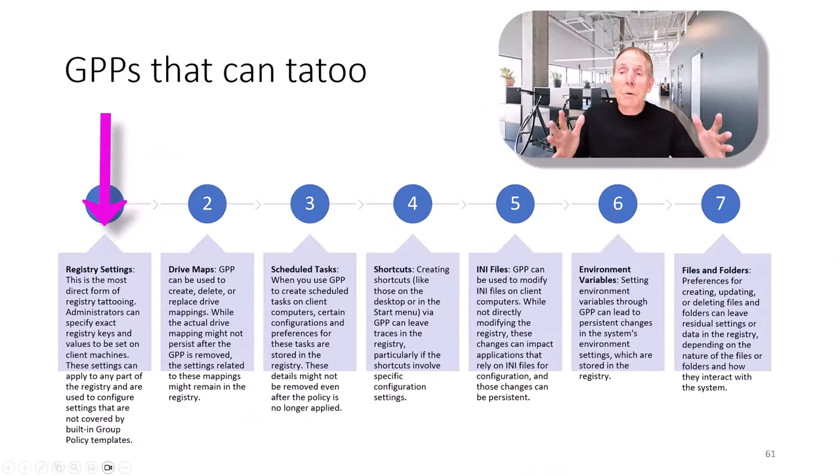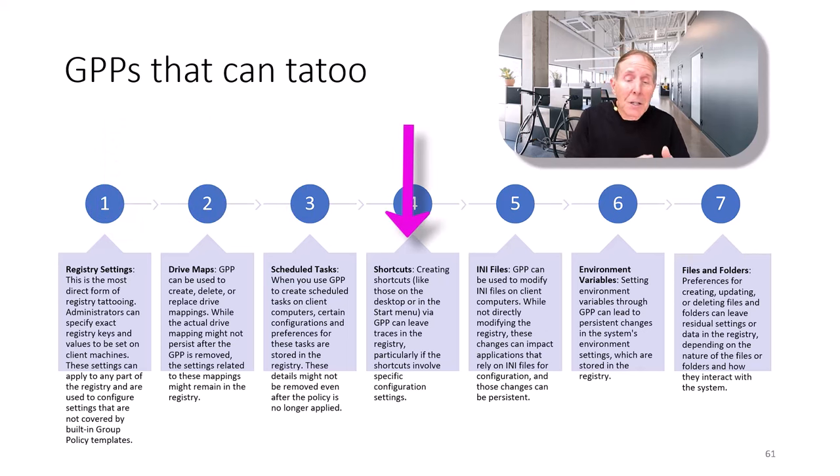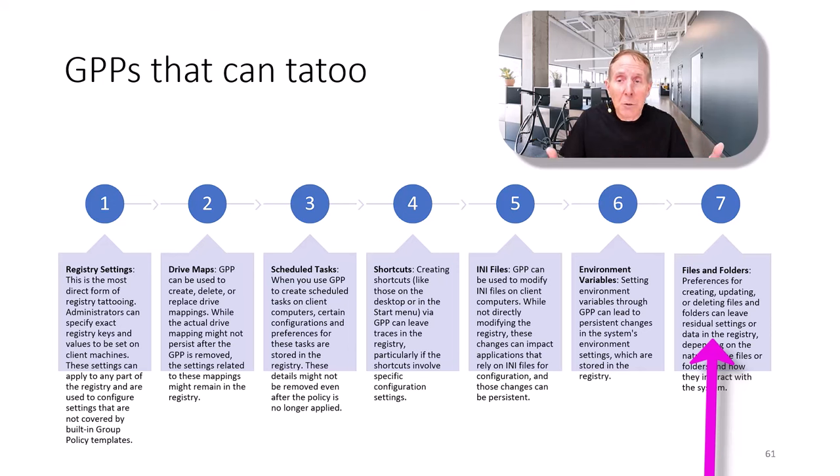So what are some of the GPPs, preferences, that can actually tattoo your registry? Anytime you make registry settings through preferences, drive mappings, scheduled tasks, shortcuts, INI file modifications, environmental variables, and adding files and folders can all tattoo the registry. And even though you remove that preference, the damage is done.